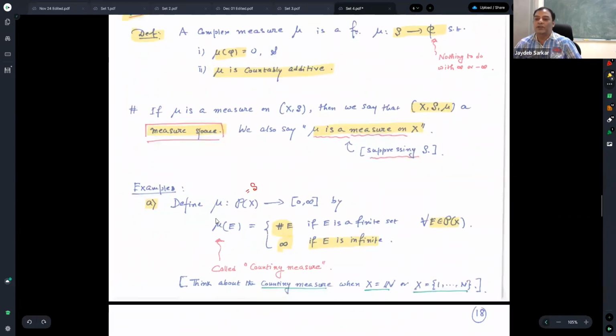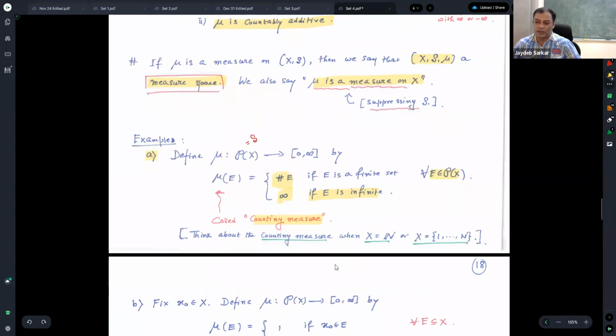In any case, when you define it in this way, this measure is known as counting measure. It's a very important measure. You will see it, I think, in the next few lectures also. So when you do this, you also consider your X to be the set of natural numbers, as well as you can consider X to be just the finite set 1 up to capital M. So for these two particular cases, consider the counting measure. Try to understand what is the real meaning of it.